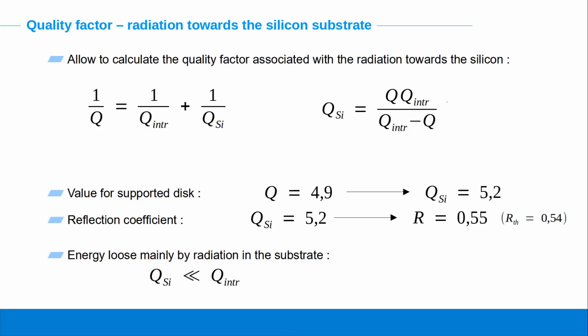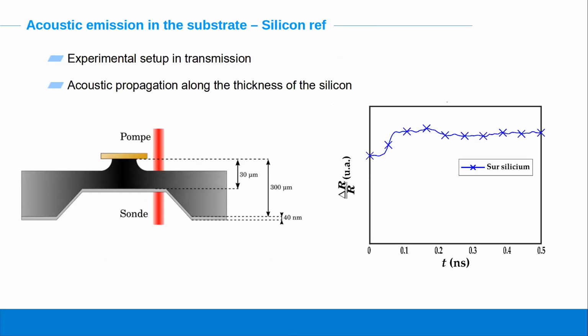And so to investigate this loss of energy, we consider the transmission experimental setup, when both pump and probe laser beams are focused on each side of the sample. And so if we look at the acoustic propagation in the silicon membrane here, we have all the transverse and longitudinal waves propagating back and forth in the silicon membrane. And we in particular can distinguish a step due to the longitudinal wave excited by the pump beam and detected by the probe beam on the other side.